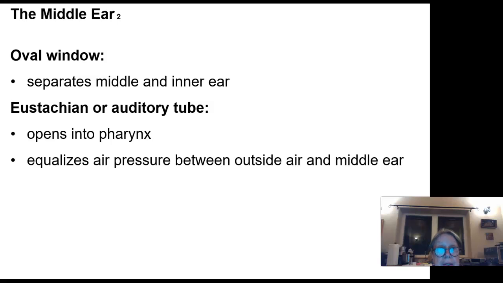Another part of it is the eustachian or auditory tube. It opens into the pharynx, and what it does is equalize air pressure between the outside and the middle ear.